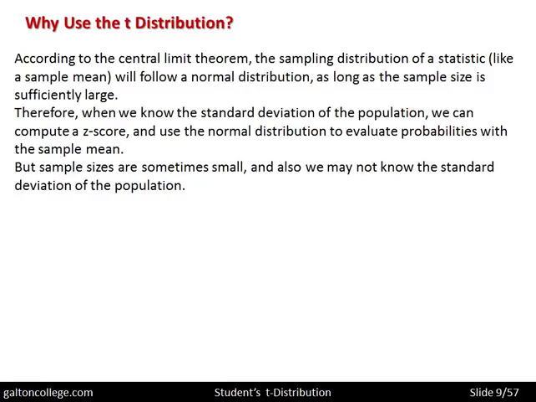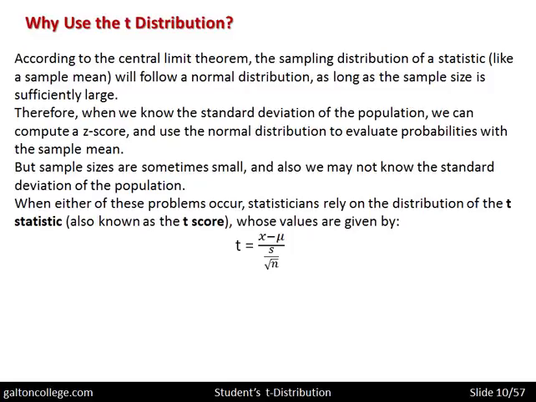But sample sizes are sometimes small. And also, we may not know the standard deviation of the population. So there we've got a problem. And this is why the T-distribution is so important, because it enables us to use small sample sizes. And also, we can have a good estimate of the likely characteristics of the population based on the T-statistic.